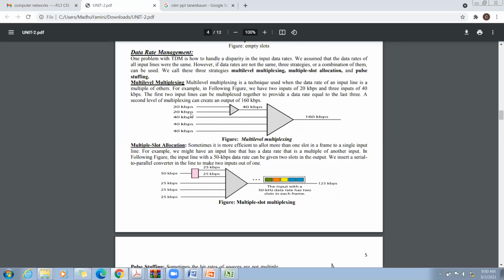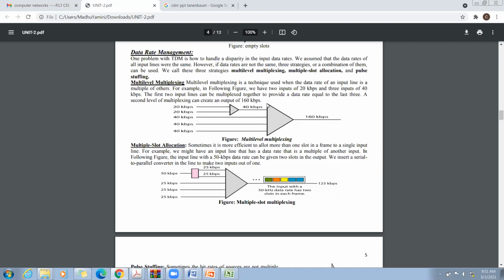So in this case, if these two are added, 20 kbps and 20 kbps, we get 40 kbps. So as a part of multi-level multiplexing, the first two inputs are multiplexed. When you multiplex two inputs, the result is one. Of course, whatever inputs we multiplex, the resultant will be 40 kbps. And the third one is 40 kbps, fourth one is 40 kbps, and fifth one is 40 kbps.